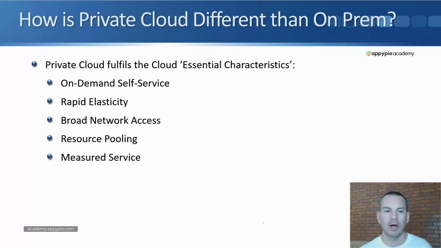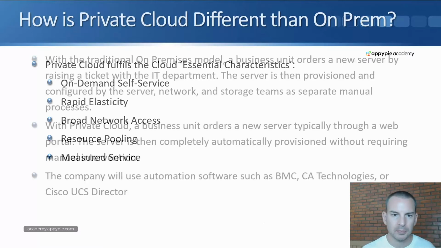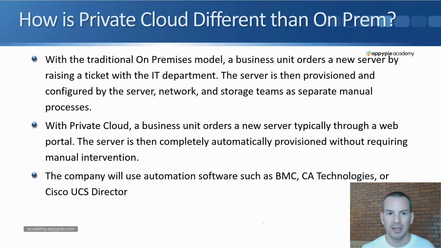So those characteristics are on-demand self-service, rapid elasticity, broad network access, resource pooling, and measured service. Private cloud will fulfill all of those characteristics, whereas an on-premises solution does not. The most obvious example of that is with a traditional on-premises model. A business unit orders a new server by raising a ticket with the IT department. The server is then provisioned and configured by the server, network, and storage teams as separate manual processes.